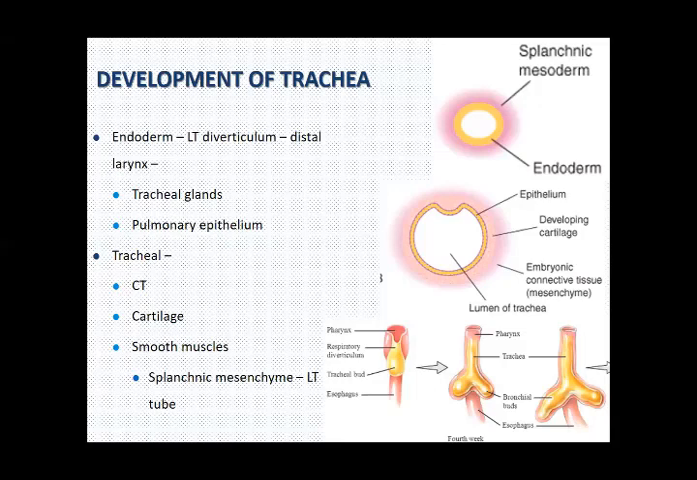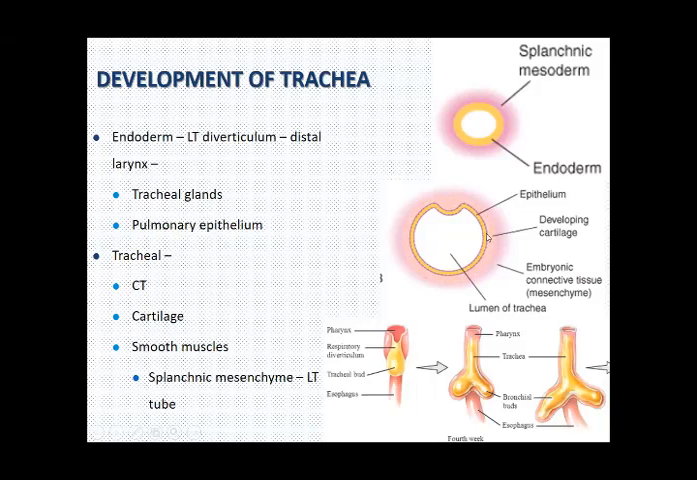Okay, now you must have studied the histology of the trachea. This is the developing trachea. This is the endoderm and this is the surrounding splanchnic mesoderm. In the trachea you have a C-shaped cartilaginous ring, and posteriorly smooth muscle and connective tissue. So the epithelium will develop from the endoderm. This is the epithelium that develops from the endoderm, and then you have surrounding mesenchyme.